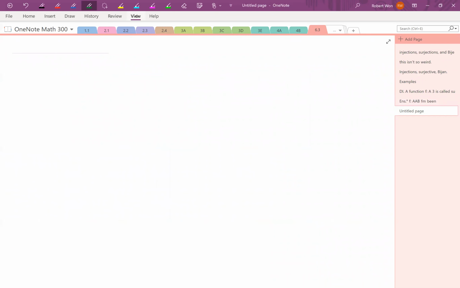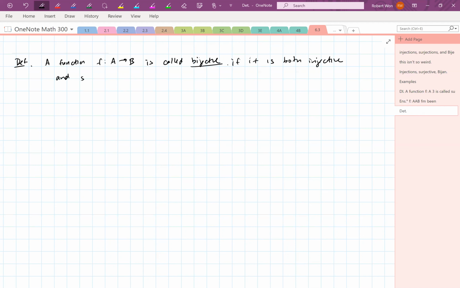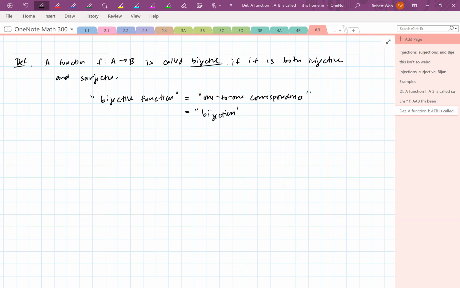Okay, and then the last definition for today is the definition of a bijection. So a function f from A to B is called bijective if it is both injective and surjective. A bijective function is sometimes called a one-to-one correspondence. Again, I don't really like this term. I prefer the term bijective function, which is also sometimes called a bijection, which I do like. F is a bijection.